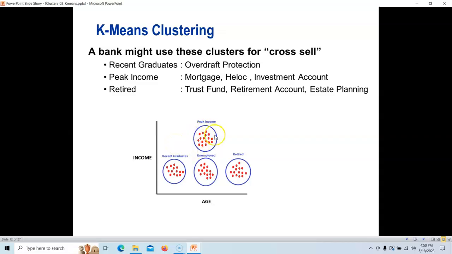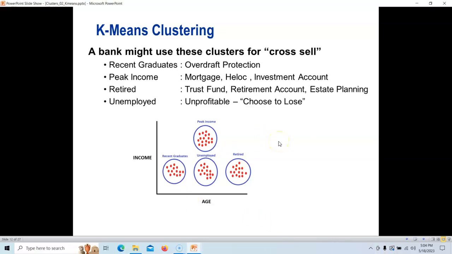Retired people. These are people who want to set up trust funds, retirement accounts, estate planning. This person here isn't going to set up a trust fund. Trust funds are very profitable for a bank. But why would I ever try to sell a trust fund to a recent college graduate? They don't have any money. They don't care about that. So what we're going to do is market the right product to the right customer.